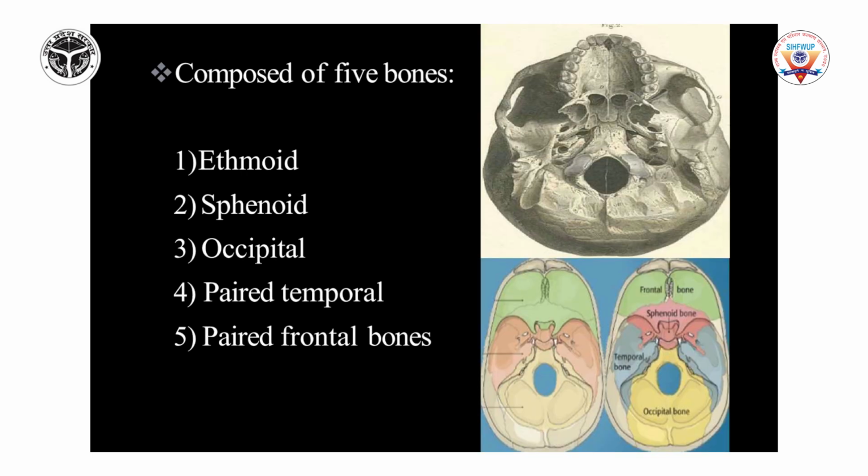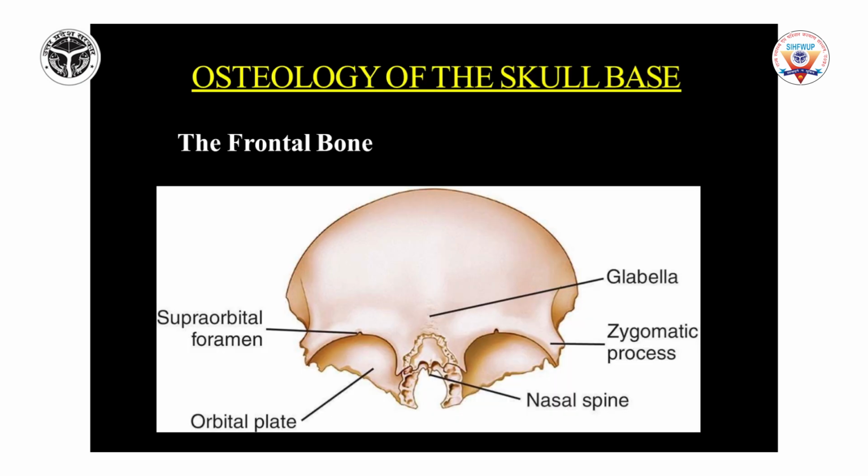Now these are the five bones which form the skull base: mainly ethmoid, sphenoid, occipital, parietal and frontal bones. This is how the frontal bone looks. Here you are seeing a structure known as glabella. Then the supraorbital foramen. The supraorbital foramen passes a few nerves, and along with that, which nerve? Supraorbital nerve and trochlear nerve.